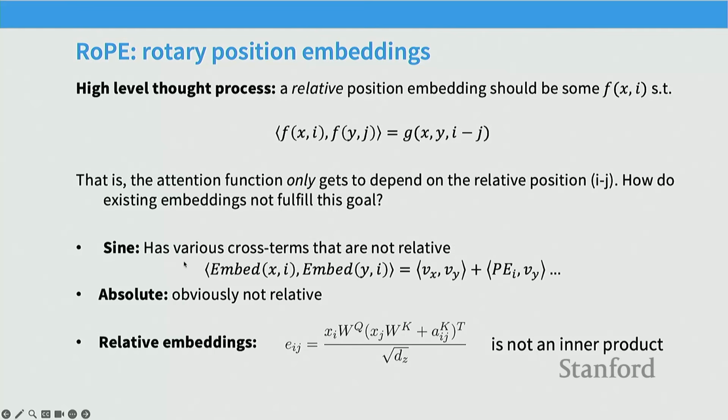And so you can do a brief check and see, okay, what happens with signs? Well, you get these cross terms that are not relative, so you do still leak absolute position information. Absolute positions, like it's in the name, is not a relative position embedding. And relative embeddings, well, it is relative, but it's not an inner product, so it sort of violates this constraint.